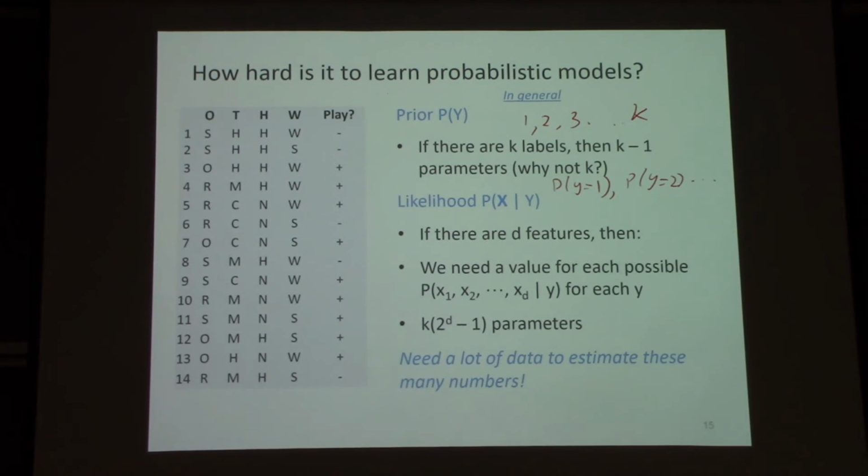So basically the punchline here is that you need a lot of numbers. If you have d features, you need an exponentially large number of parameters to learn these kinds of classifiers. Questions?